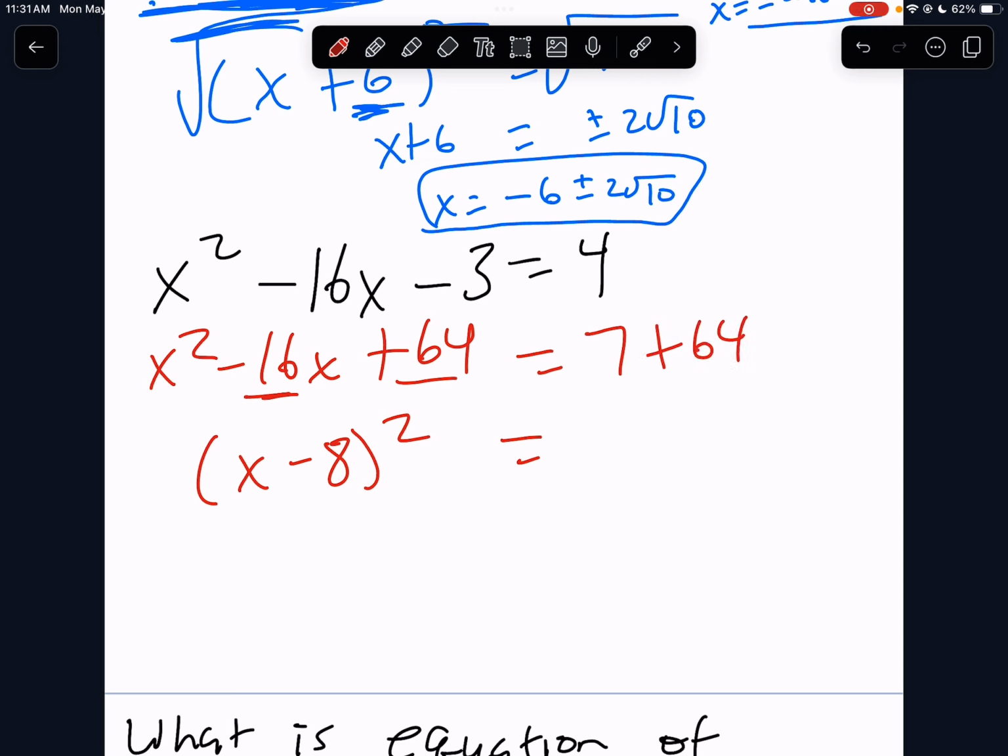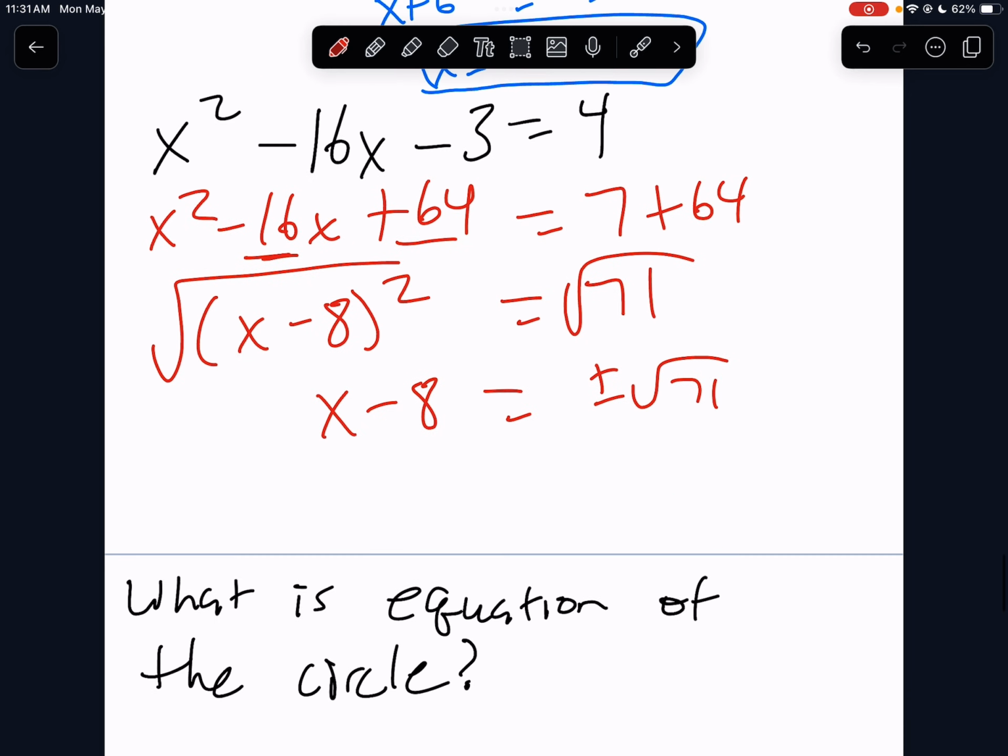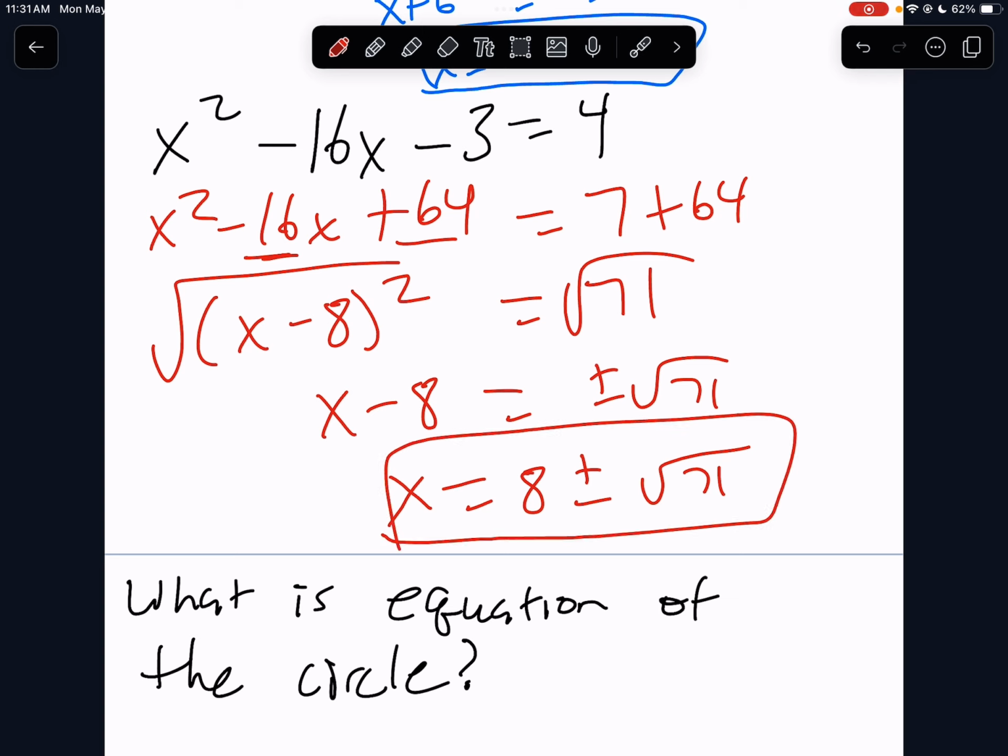Well, I got to add 64 to both sides, so now I got 71 over there. Take the square root of both sides, and I get x minus 8 equals plus or minus root 71. It doesn't simplify. I move the 8 over. And I get 8 plus or minus root 71, and I'm done with that one.